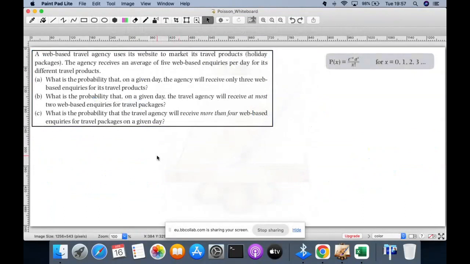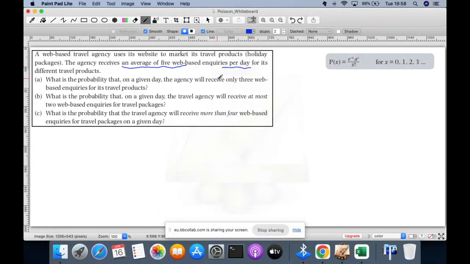All right, so here, let's read this text before I explain why this would be the Poisson distribution. A web-based travel agency uses its website to market its travel products, holiday packages. The agency receives an average of 5 web-based inquiries per day for its different travel products. Just like before, I'm going to underline key parts that I'll need later on. It says an average of 5 web-based inquiries per day.